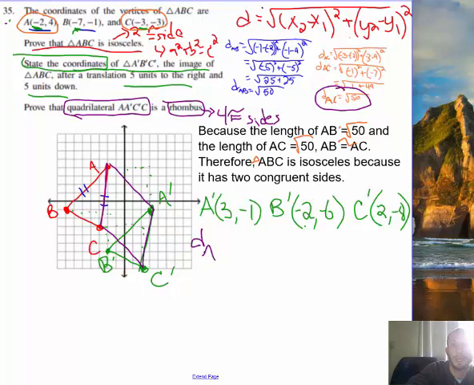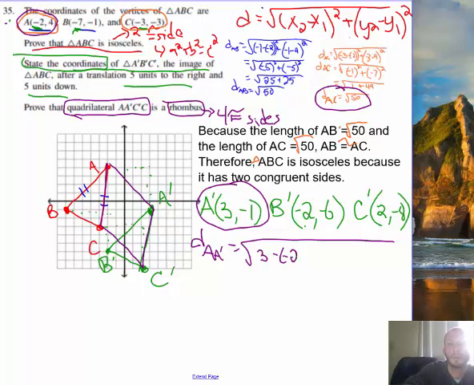So the distance from A to A prime is square root of, and I'm using these 2 points, x2 minus x1, 3 minus -2 squared plus -1 minus 4 squared. And I already know I'm supposed to be getting the square root of 50. We're looking for 4 congruent sides. I've got the first one.